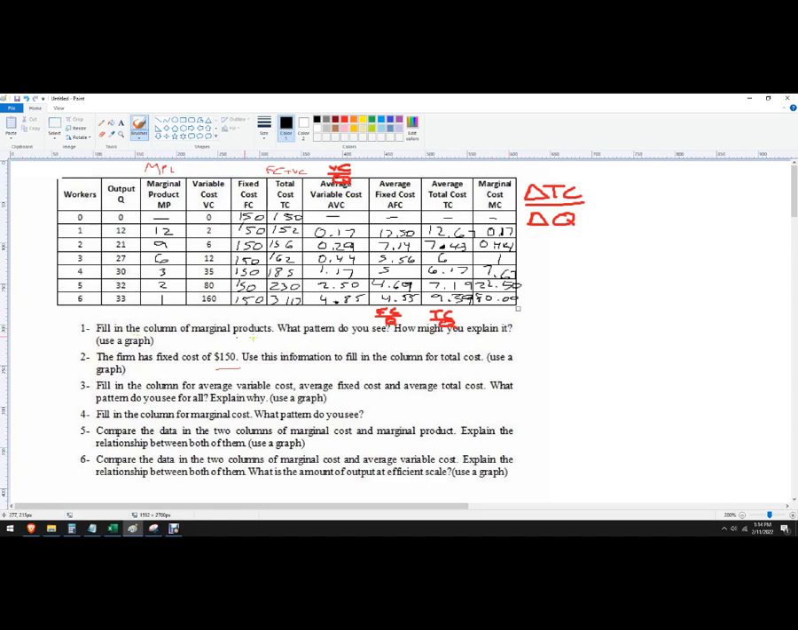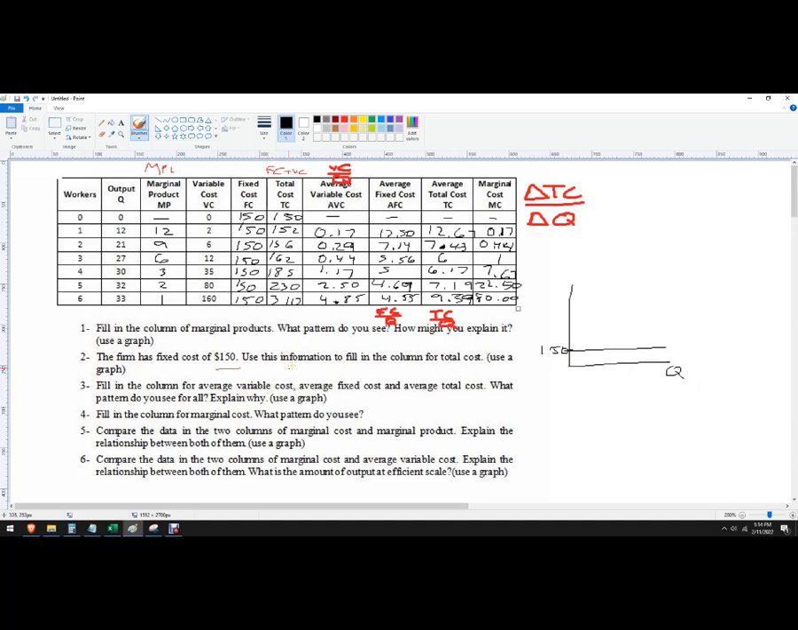The firm has fixed cost of 150. So we filled that in. We're not going to use a graph. It would just be a straight line. So if you were graphing this, it would just be 150 all the way there. Not going to change.